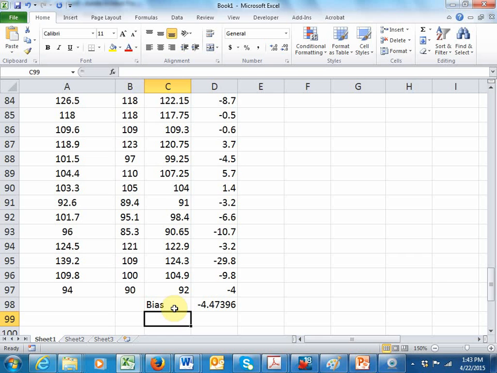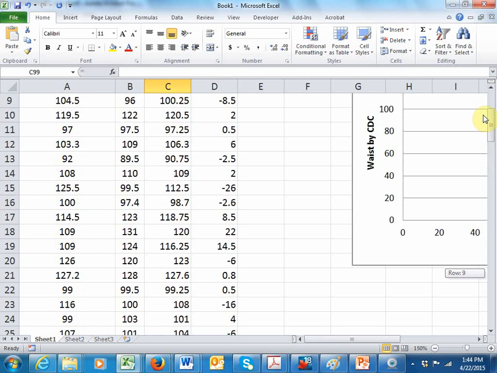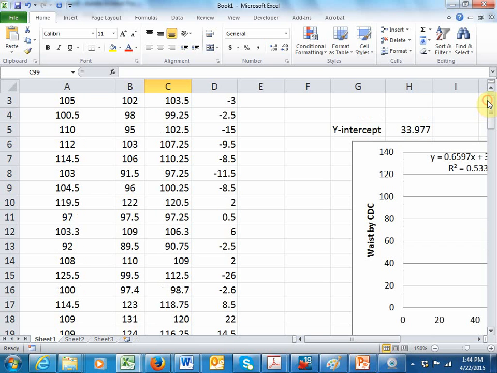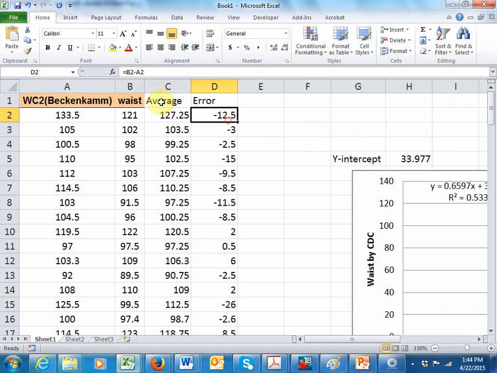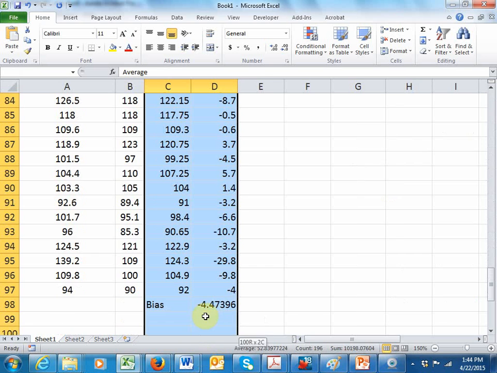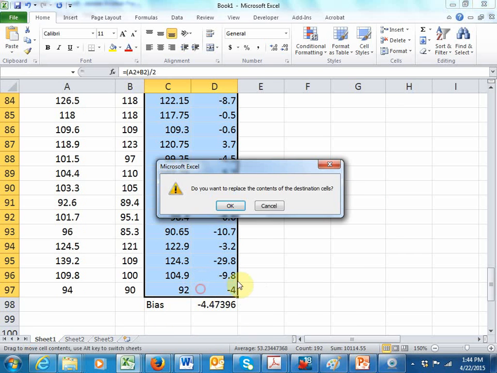If I graph these two against each other, what should the error be if it was a perfect, good agreement? 0, right? So is that average 0? No. So we say it's biased. If I plot one against the other, average against the error, I can see more things, and it's all lines.